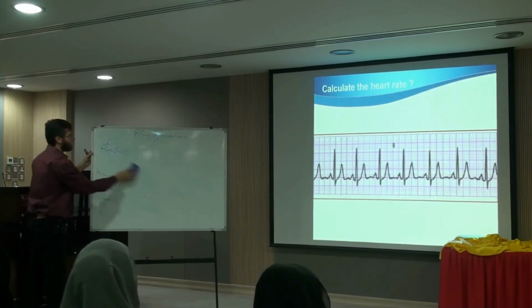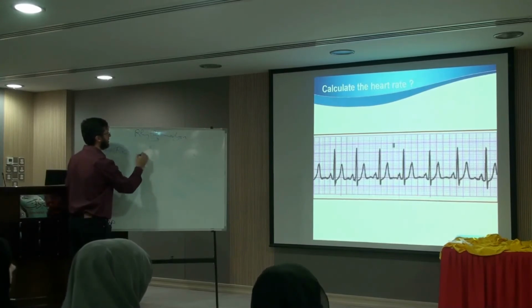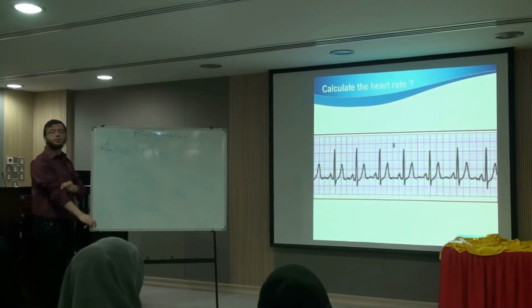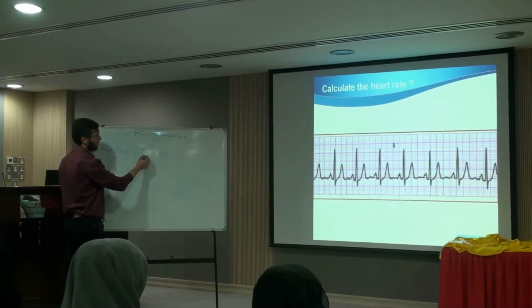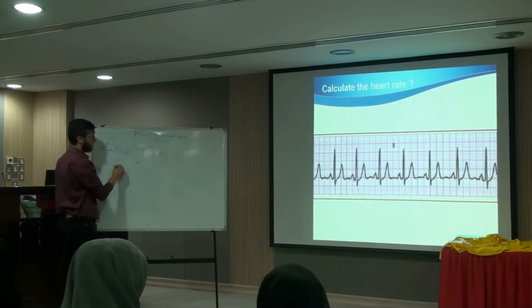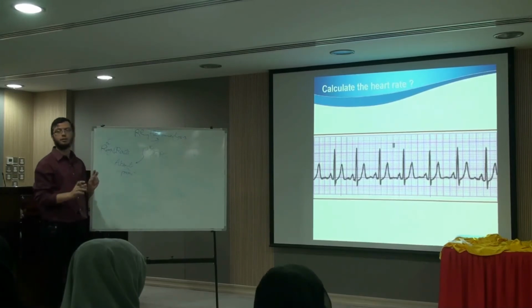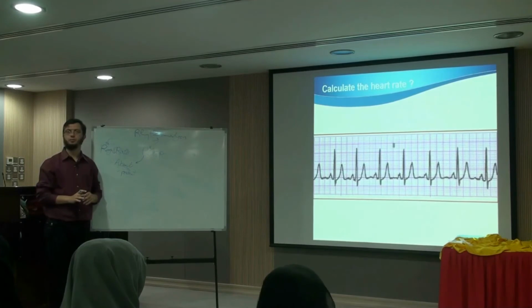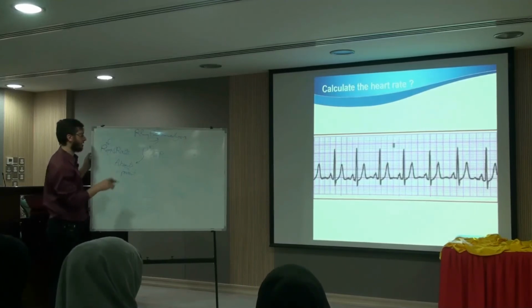So, rhythm analysis, rate and rhythm. Number 2, you want to analyze the P and the QRS complex. So regarding the P wave, you want to ask yourself a question: is it absent or present? If it is present, then it looks like there is atrial depolarization. If it is absent, either there is no atrial depolarization or there is something else, as we will see later.